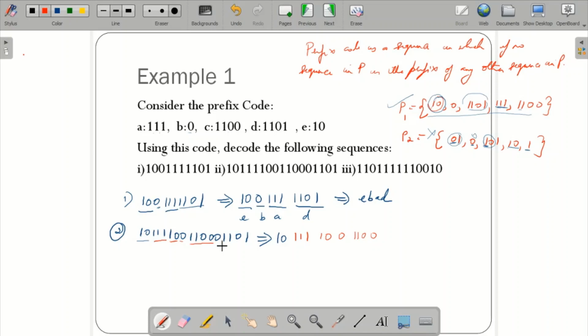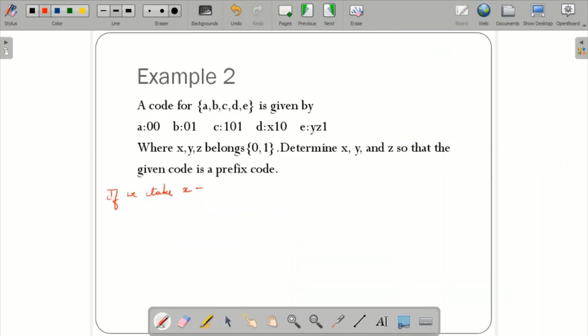If we take X equal to 0, what would happen? Then we would get 0 1 0. So 0 1 0, check whether a prefix exists anywhere for 0 1 0. Yes, 0 1 is there, which is the code for B. 0 1 is B, so it is taken as a prefix. Agree? So X cannot be 0. If you take X equal to 0, then this cannot be a prefix code.